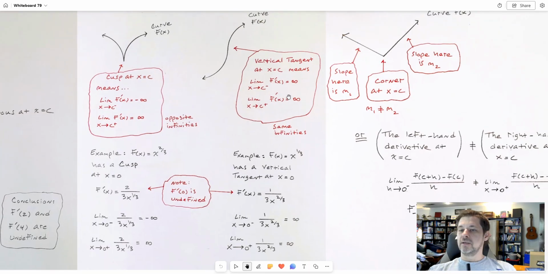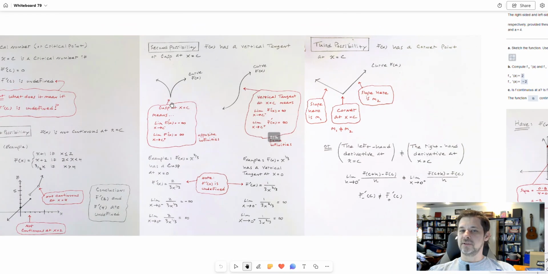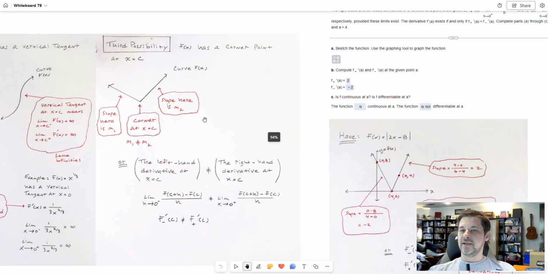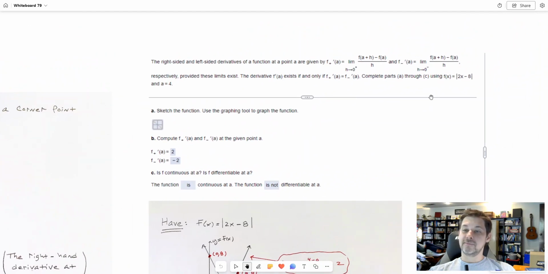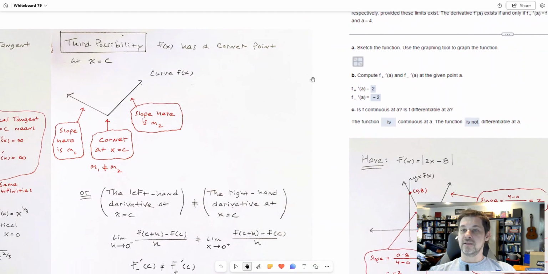All right, so there's the second possibility. The derivative might be undefined because there's a cusp or a vertical tangent. And the last and third possibility that concerns us with this problem is that there is a corner point at C. Here's an example of a curve with a corner point.